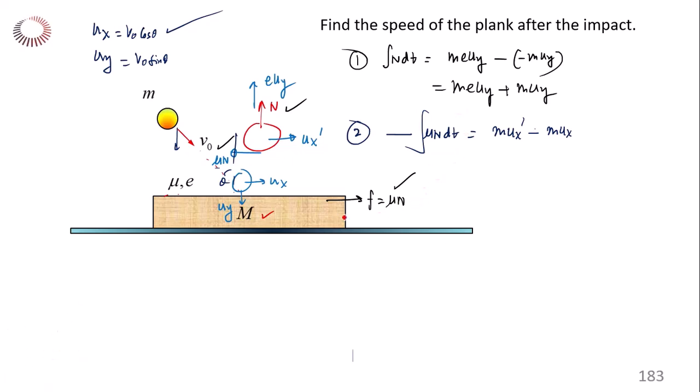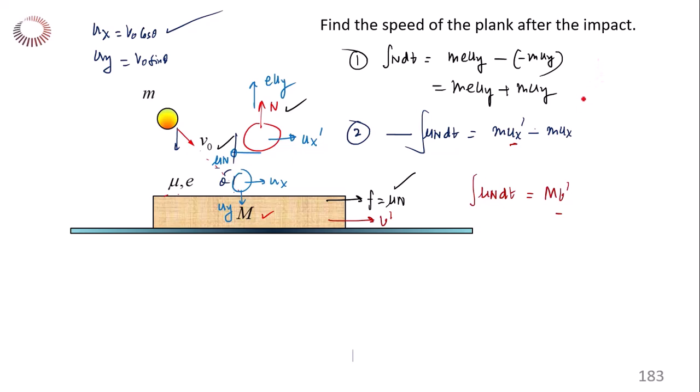Similarly, I have to apply the x direction impulse equation for the plank also. So what is the frictional force? That is equal to mu N into dt. That should be equal to the final momentum. Let us say that after the impact is over, it is moving with the velocity v prime. So that should be equal to capital M into v prime. Okay. So here the unknowns are only ux prime and v prime.